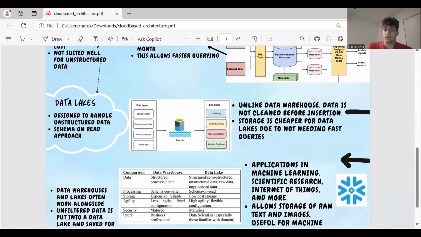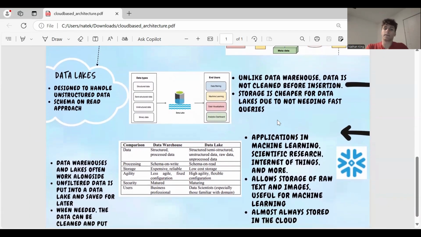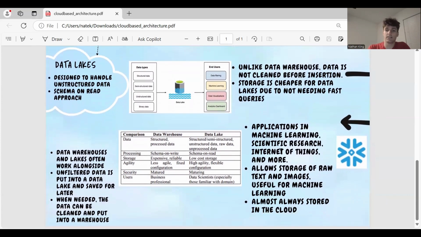So this often gives you cheaper storage, which allows you to store a larger amount of data for the same price, which is beneficial. This has applications in machine learning, scientific research, IoT, and more. And these allow storage of raw text and images, unlike data warehouses. So these are useful for machine learning. If you need natural language processing or computer vision, you can store better data. And these are almost always stored in the cloud because of how massive the data lakes can get.